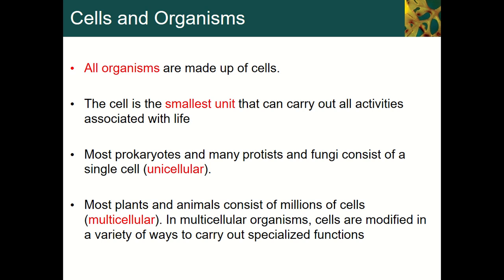Organisms are living things, okay? All organisms are made up of cells. Meanwhile, the cell is the smallest unit that can carry out all activities associated with life. If an organism is made up of only a single cell, it is known as unicellular, such as protists, fungi, and most of the prokaryotes. However, if the organism is made up of multiple cells or millions of cells, it is known as multicellular. Usually plants and animals are multicellular organisms.